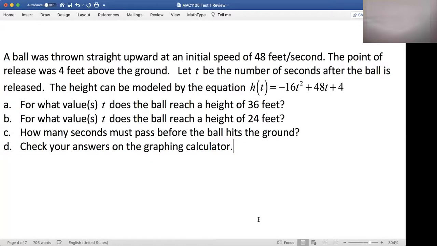This question says, a ball was thrown upward at an initial speed of 48 feet per second. The point of release was 5 feet above the ground. And let t be the number of seconds after the ball is released, with the height equation given by h of t is negative 16t squared plus 48t plus 4.